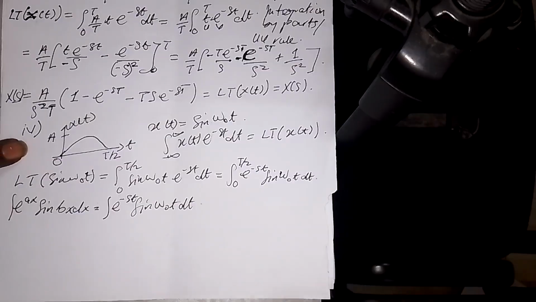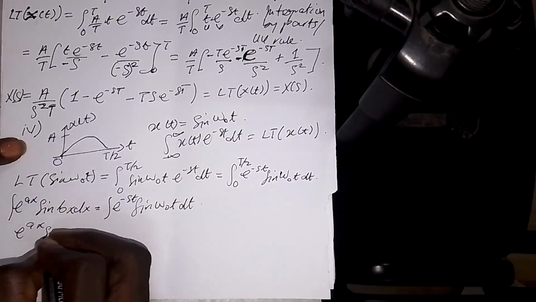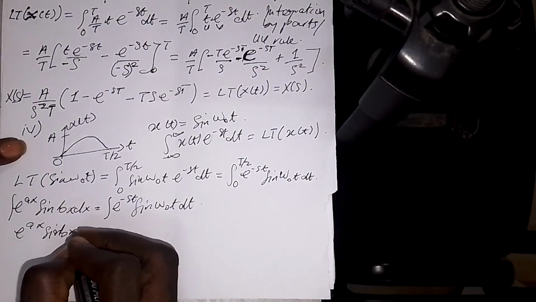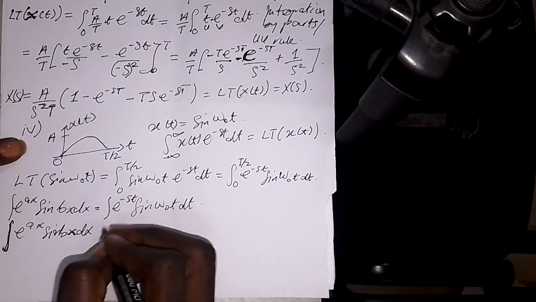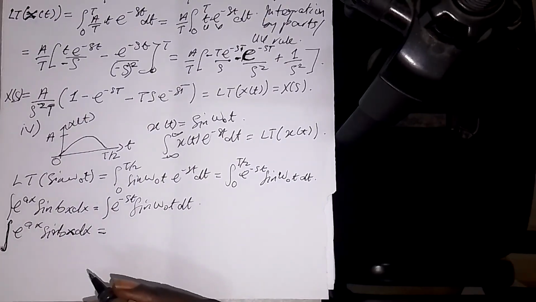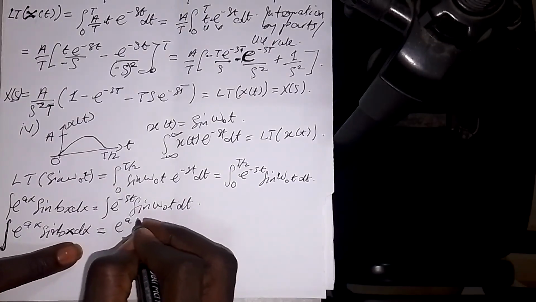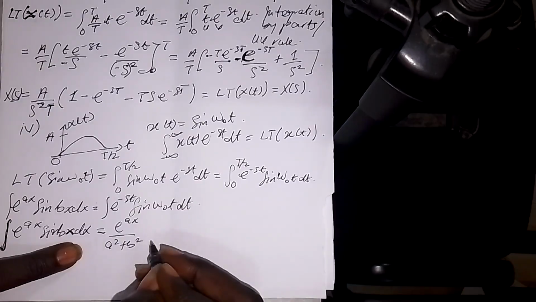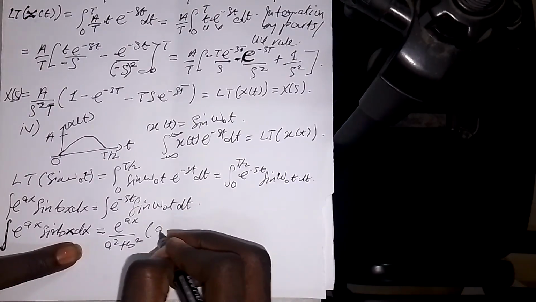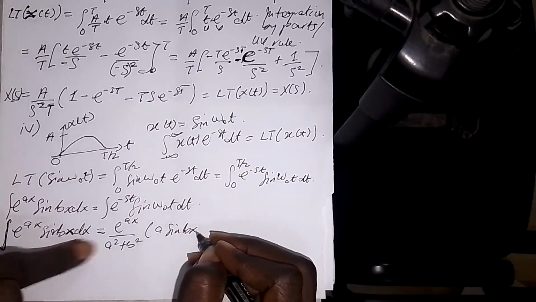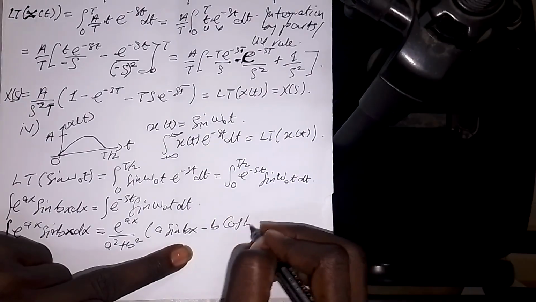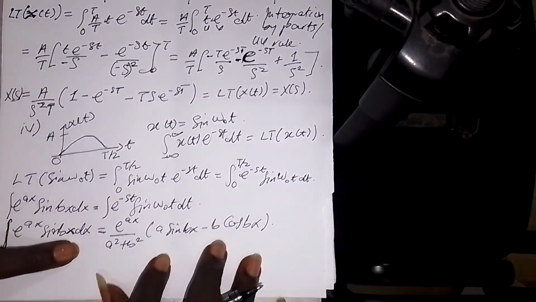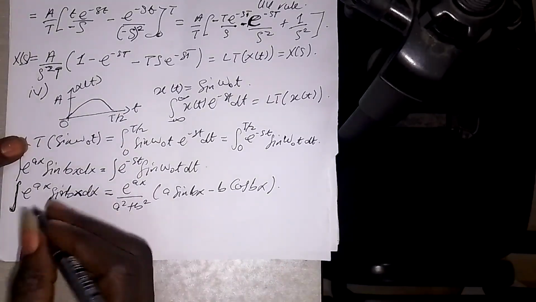So now whenever you have the integral of e^(ax) times sine bx dx, the integral of this is going to be equal to e^(ax) over a squared plus b squared, times (a sine bx minus b cos bx).